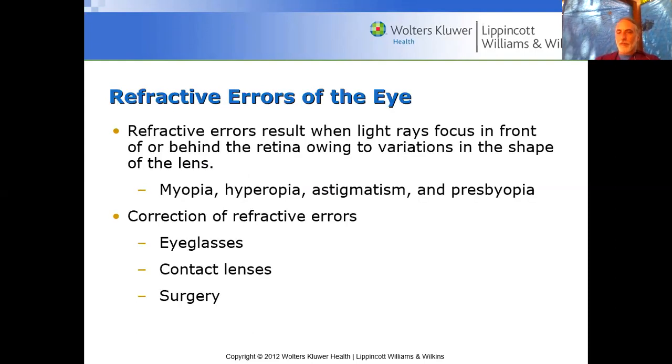So refractive errors. Now we're going to play with a little bit of whiteboard, right? So refractive errors occur when light rays focus in front of or behind the retina, owing to variations in the shape of the lens. So I'm going to stop the share here for a second. We're going to go to a whiteboard.